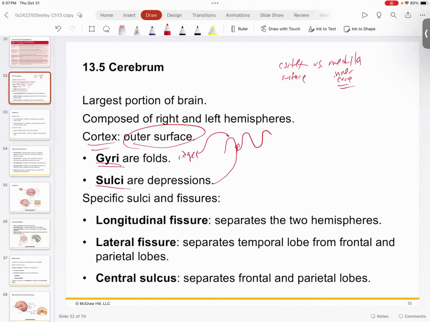Now we use different gyri and different sulci as landmarks in the brain. For instance, a couple of major ones, and a deep sulcus is a fissure. So a fissure is defined as a deep sulcus.